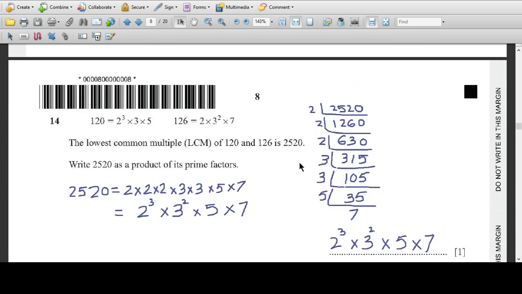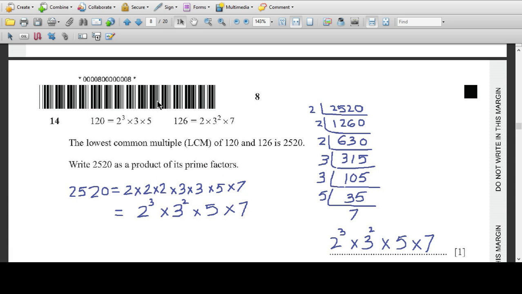Now question number 14. 120 is 2 power 3 into 3 into 5, 126 is 2 into 3 power 2 into 7. So the lowest common multiple of 120 and 126 is 2520. Write 2520 as a product of its prime factors.